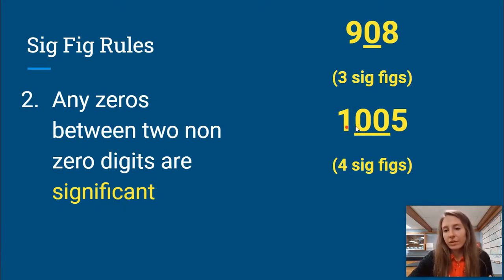For the number 1005, you know that the 1 and the 5 are significant because they are non-zero digits from rule number 1. So therefore, the 2 zeros that are located between them are automatically significant. So that would make this number have 4 sig figs.